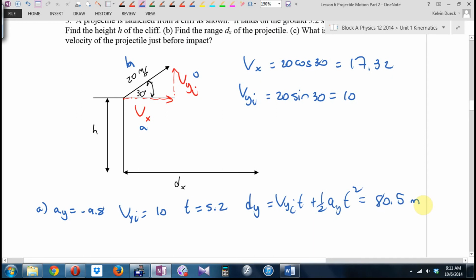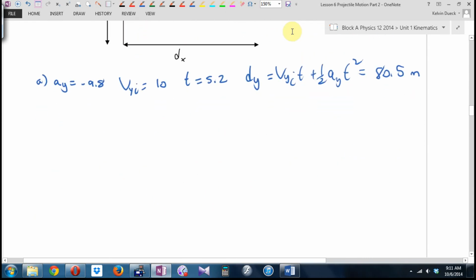B says find the range, dx. You know what? I would go dx equals vx t. Bada bing, bada boom. I'm actually going to cross out B, and I'm going to jump straight to C.